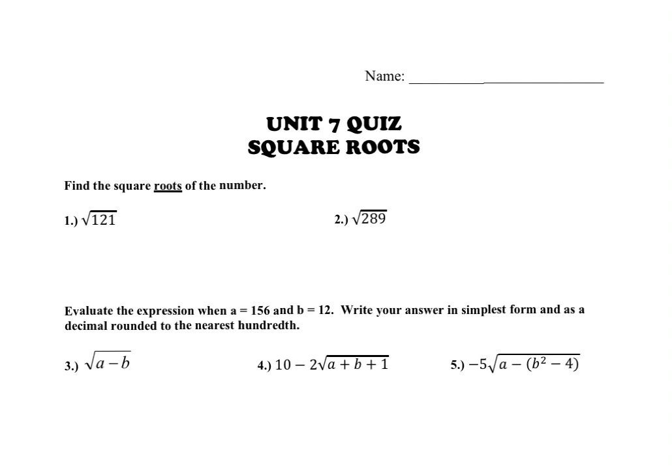So the first one that I want to talk about really quick is 1 and 2. It asked you to find the square roots. That's plural. So remember, the square roots of 121 would be plus or minus 11. It could be positive 11 or negative 11. So if it asks for both roots, you always want to make sure that you give both those roots.